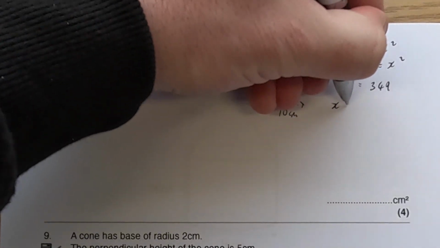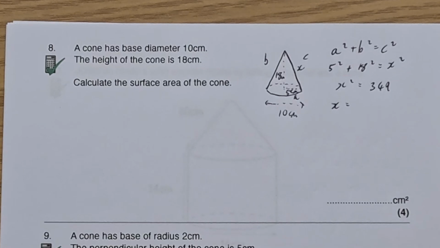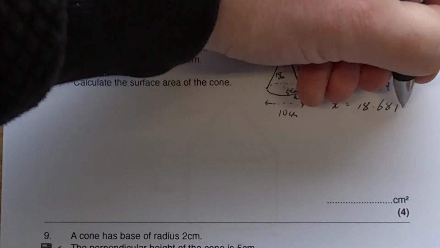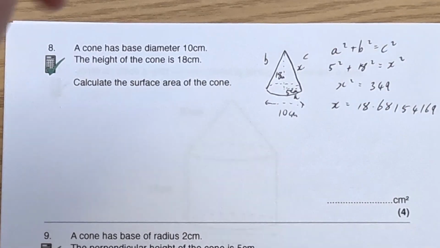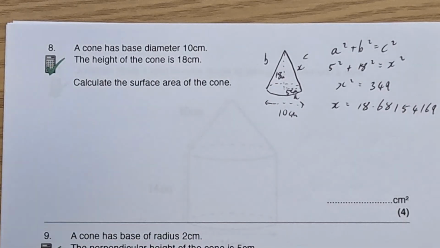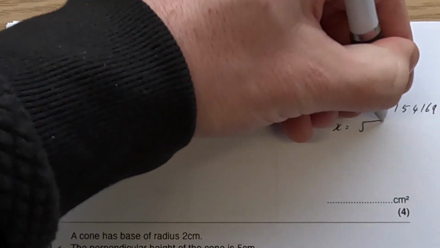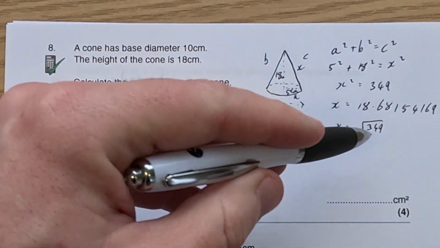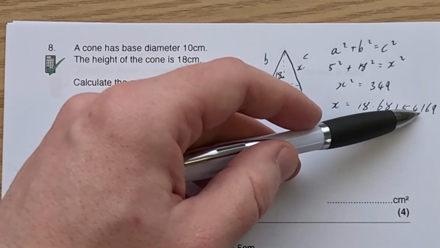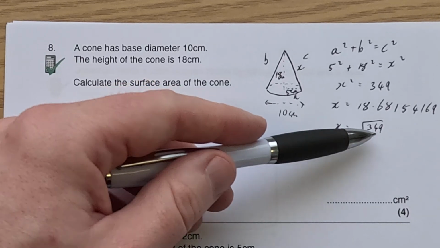So x is equal to, now you could write this as a decimal if you wanted to, and that would be equal to 18.6815469. I'm just going to write that down, 18.6815469, and you could use that, and that would be the slant height, and that's totally fine. Alternatively, you could write it down as your calculator has written it, as the square root of 349. So you could use x to be the square root of 349, leaving it as what we call a surd. So instead of writing down 18.6815469, you could use the square root of 349.